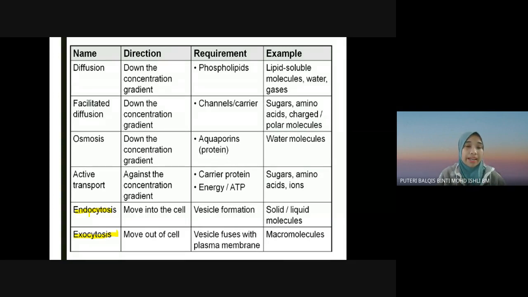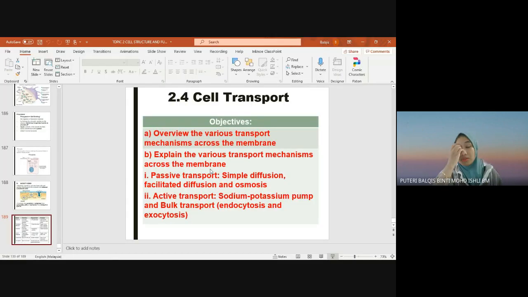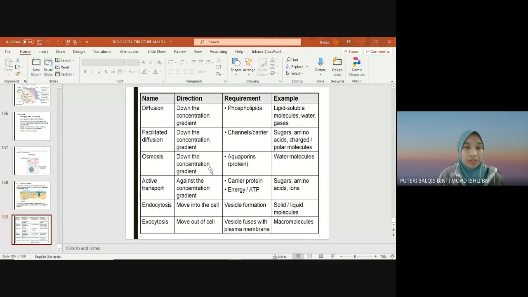Okay, especially exocytosis. Alright, this is the overview of cell transport. Overview, the type of transport, the direction, the requirement and the example. And I think that's all for topic 2. Do you have any question?